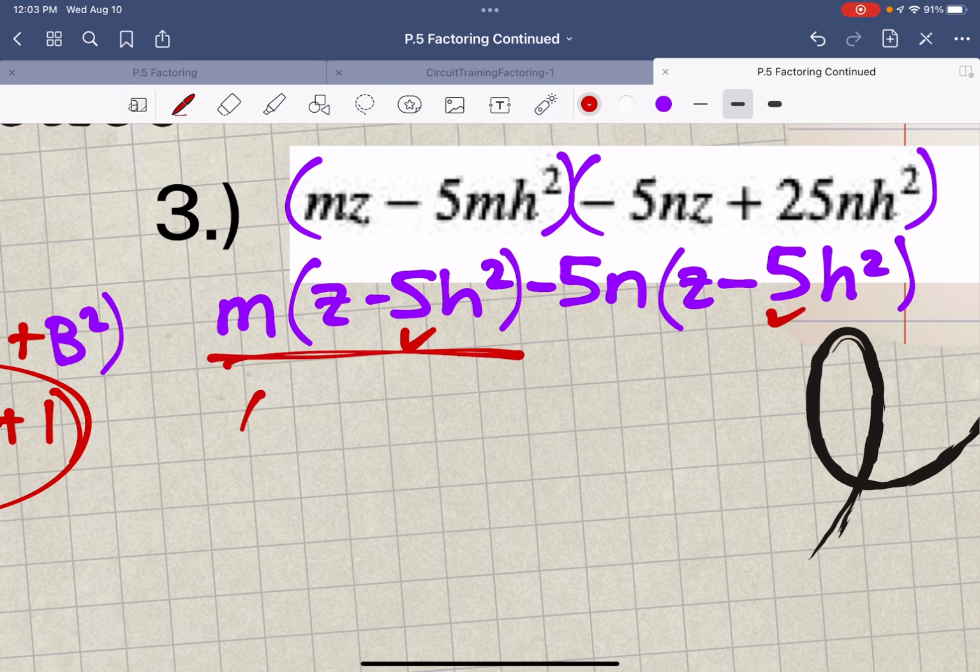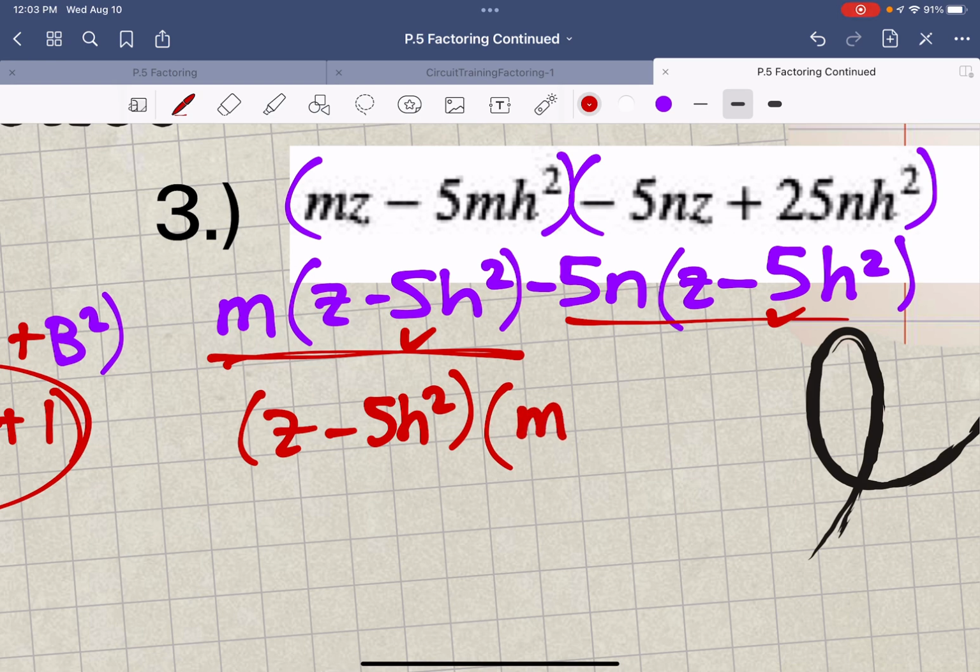So then I take the GCF. So in this term, I'm taking out the Z minus 5H squared. And what's left is M minus 5N. Again, it's just what's on the outside.